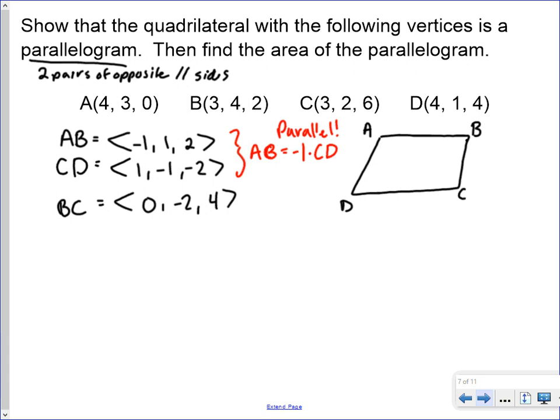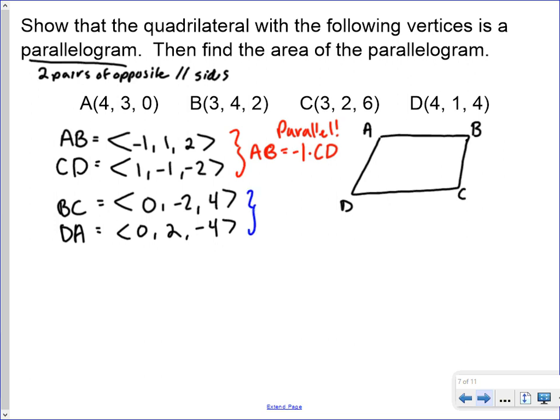The same thing should happen for BC and DA. Okay, so I have one more side to find. I'm going to do DA. And in the order that I'm doing it, I'm just going around clockwise here. So now my terminal point is A, and my initial point is D. So 4 minus 4 is 0. 3 minus 1 is 2. And 0 minus 4 is negative 4.